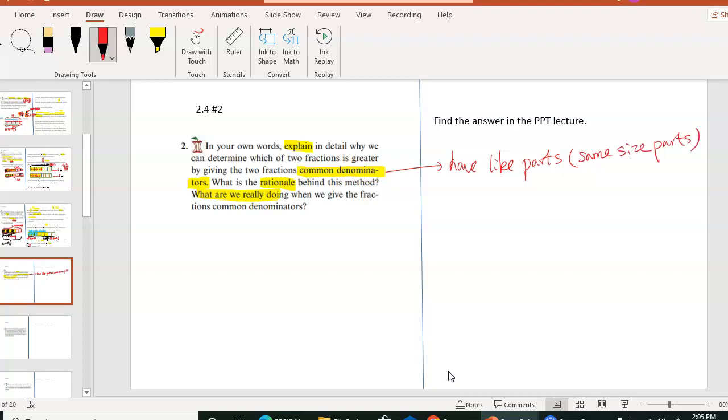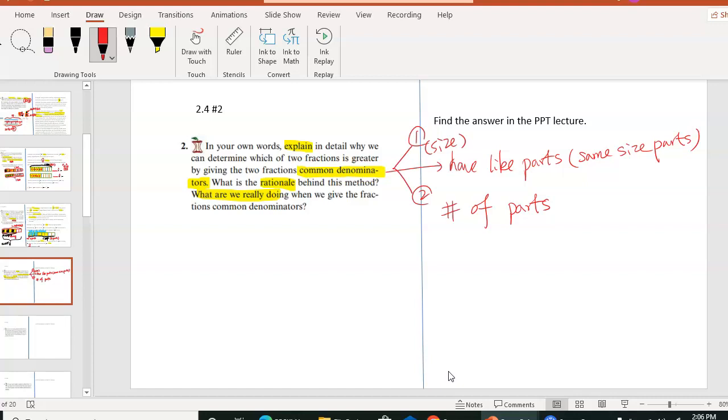The second thing you need to compare is the number of parts. So here you need to mention the size of the parts, and they're the same, and then you have to compare the number of parts. Okay, so the common denominator tells us both fractions have like parts or same size parts. Then we only need to compare which one has more parts, which is determined by the numerator. So the rationale behind this method, these two parts are pretty much the same. You can just address these two, the size of parts and the number of parts.